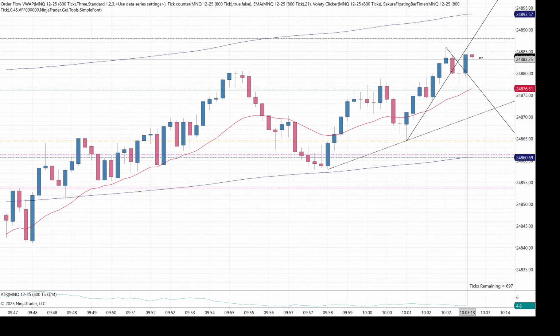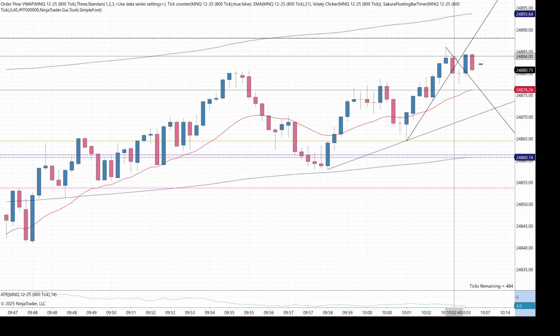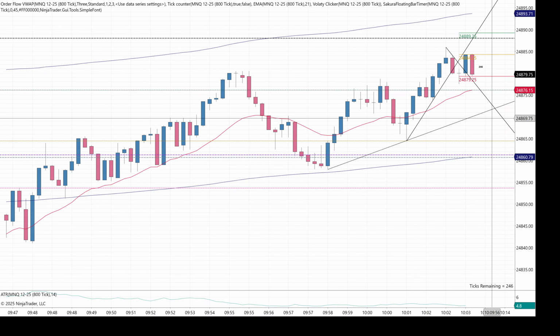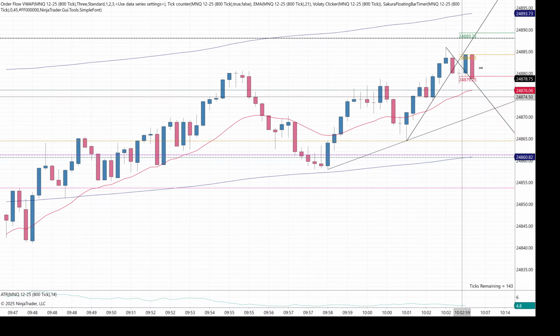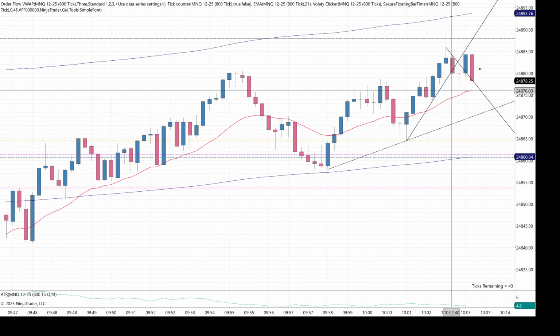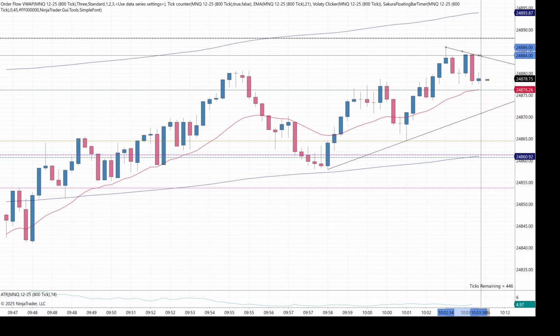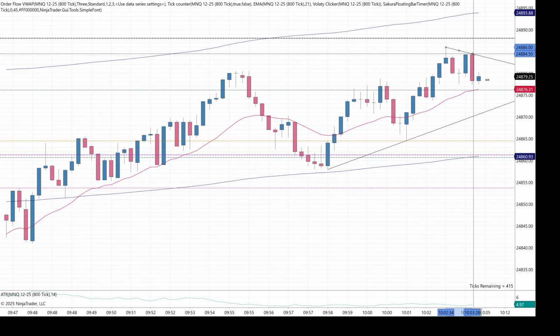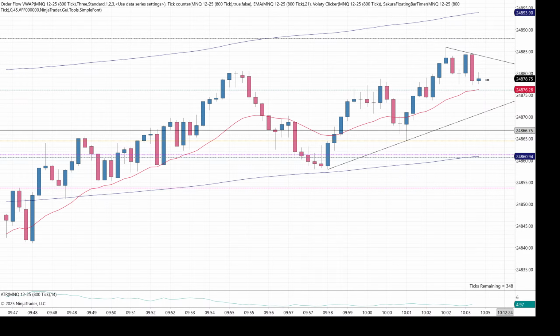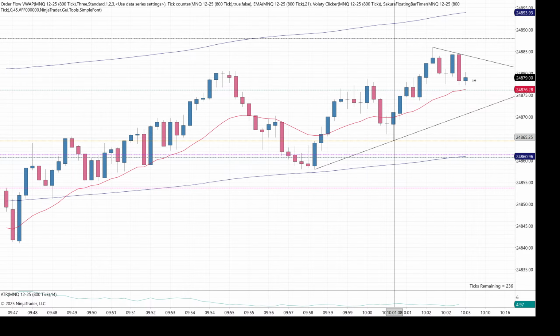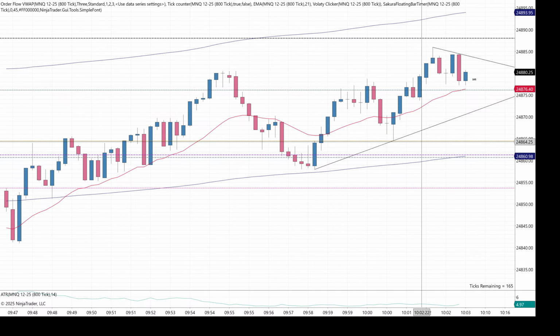I would normally say this is the signal to go higher, but we have the all-time high right above our heads, so I don't know if we should really take this. So there it is, a stop loss. Now we are kind of in a wedge.